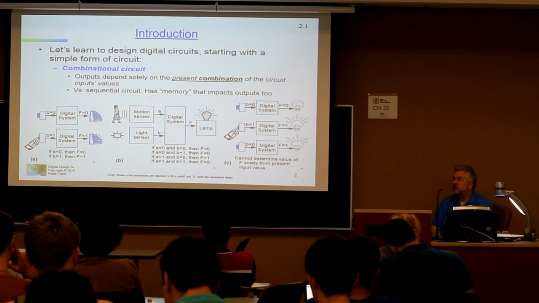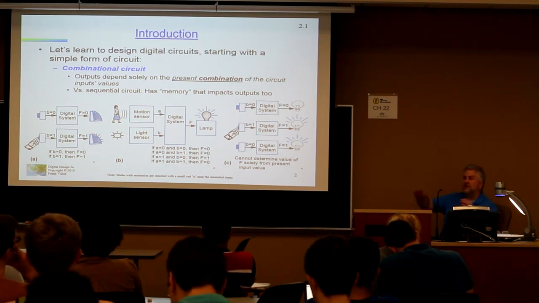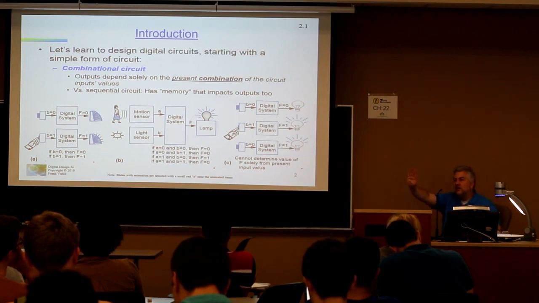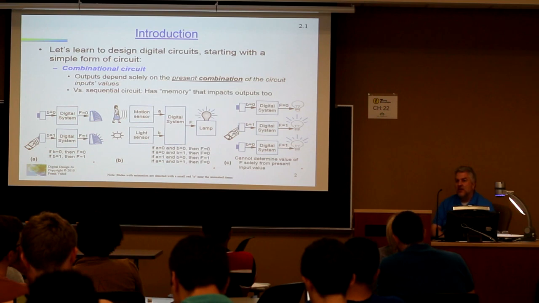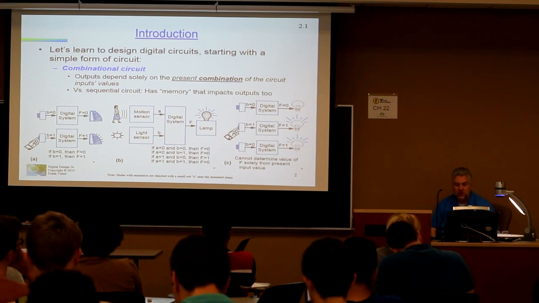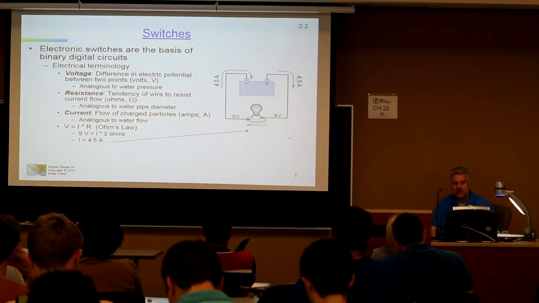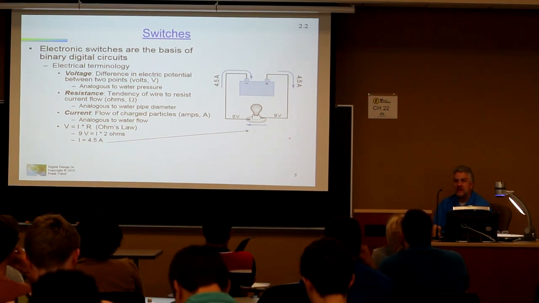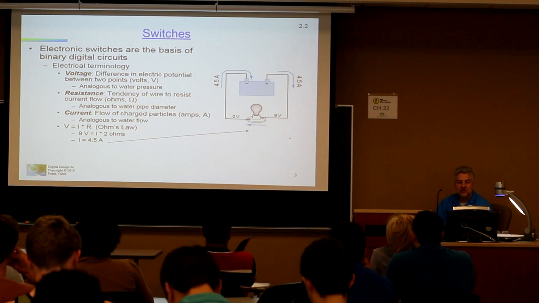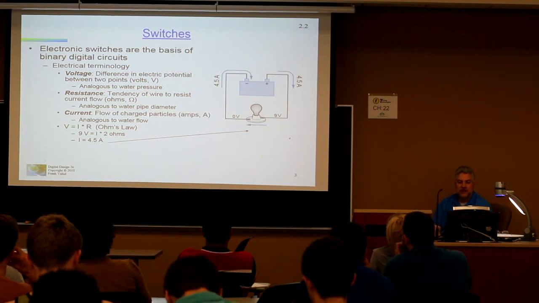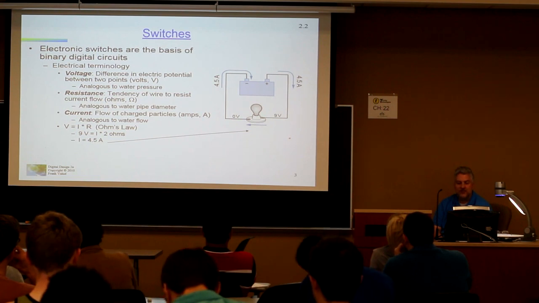As opposed to a sequential circuit that has memory. So keep in mind that there's going to be some combinational logic devices and some sequential logic devices. So one of the simplest ones would be the switch, which is basically associated with something like an AND gate, right? So let's take a look at a switch, the basics of binary circuits, on and off.